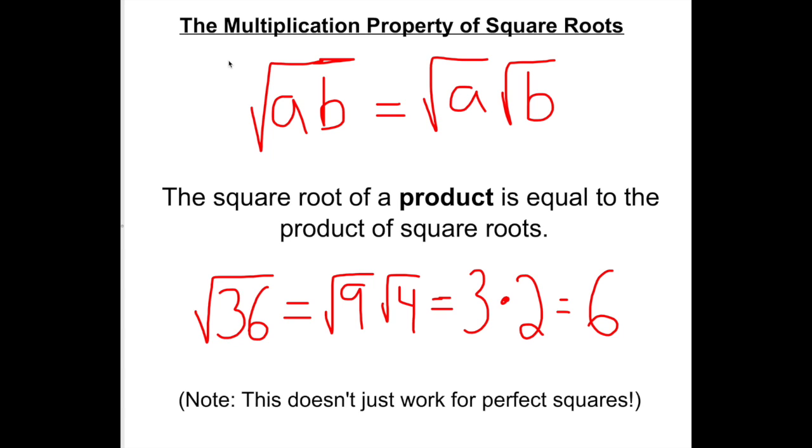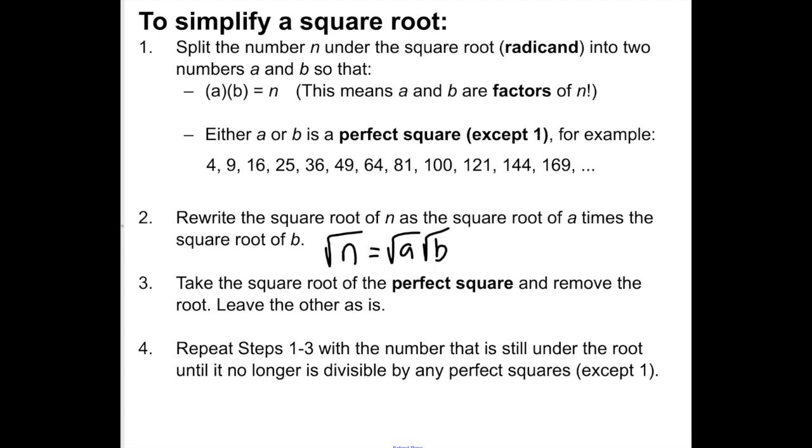And so what we need to think about is the fact that if two numbers multiply to get another number, then we can take that number's square root and break it down. And if we can find a number, A or B, that is one of these perfect squares, it's going to make a really big difference in simplifying that square root.